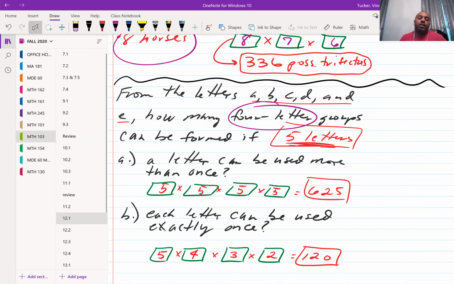And then in B, you see the difference. Each letter can be used exactly once. So in the first box, I have the option of my 5 letters. Once I use that letter, then in the second box, I have a choice of using 4 letters. Then once I use that, I have 3 letters left. And then in that last box, there are only 2 letters that I could choose from. Then 5 times 4 times 3 times 2 gives us 120.